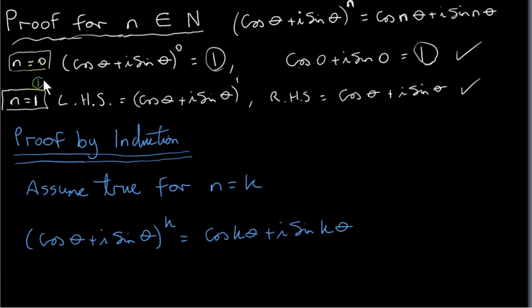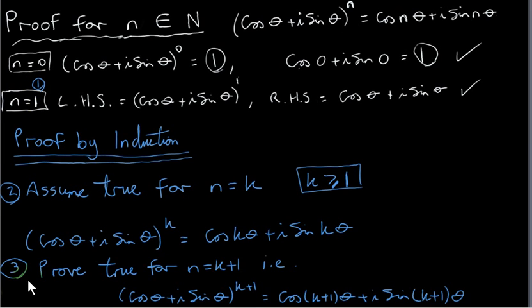So this would be the second step in proof by induction. The first step would be to prove that the theorem is true for n equals 1. The second step is to assume that the theorem is true for n equals k, where k is any integer greater than or equal to 1. So we include the base case for k. So k could be equal to the base case, which is 1, n equals 1. The third step in proof by induction is to prove that the theorem is true for n equals k plus 1. So if we replace n with k plus 1, we get (cos theta plus i sin theta) to the power of k plus 1, and the right hand side becomes cos of (k plus 1) times theta plus i sin (k plus 1) times theta.